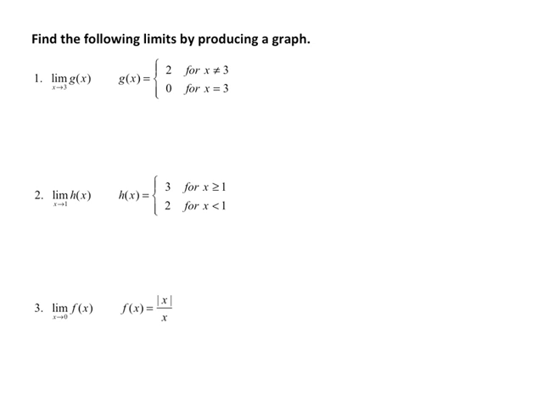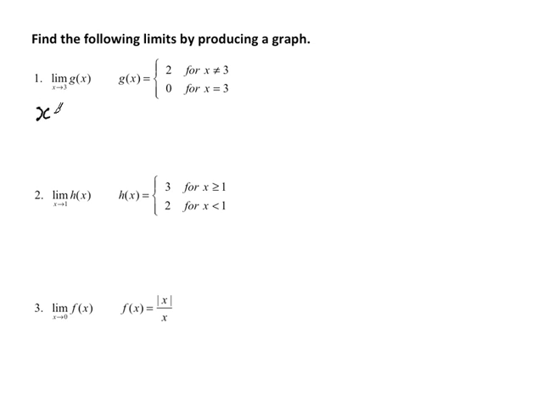Let's spend a few minutes finding some limits by producing graphs. I want to take a look at a graph of these functions, and based on the graph, I want to try to figure out what the limit is. Okay, so here's a piecewise function, and I want to know the limit as x approaches 3. This might be kind of small on your screen.